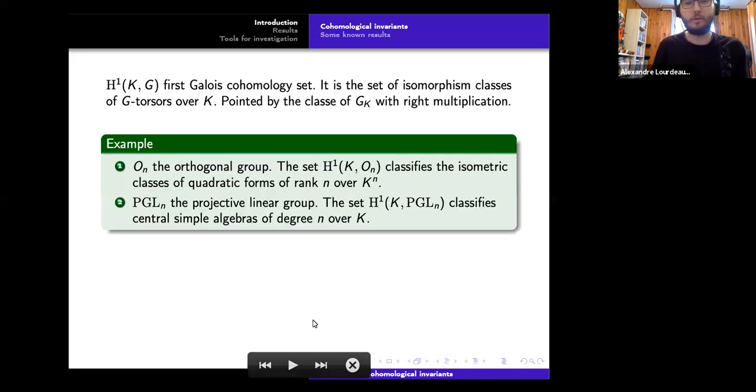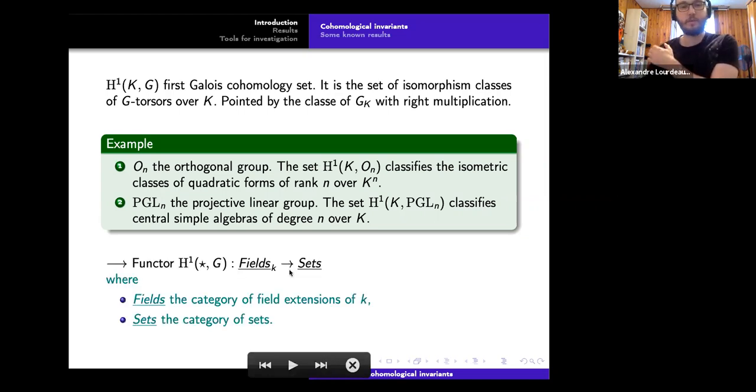So the very basic example, or first, if we take the orthogonal group O_n, then the set H^1(K, O_n) classifies the isometry classes of quadratic forms of rank n over K. And a second basic example is when PGL_n is the projective linear group: the set H^1(K, PGL_n) classifies the central simple algebras of degree n over K.